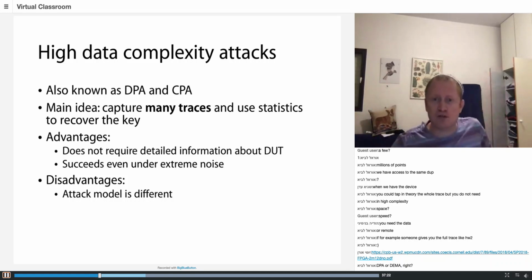Here is an open question for you. If I can only attack devices that I own, that I have in my possession, then what's the point? I mean, I have the device anyway. Why would I want to break a device that I own? Does anybody have an idea?